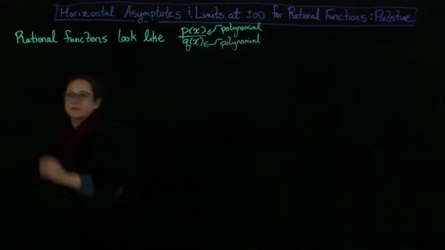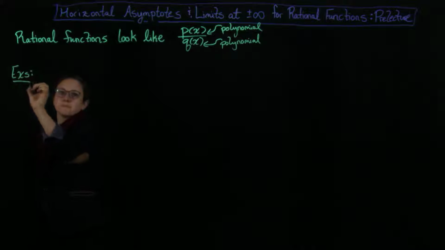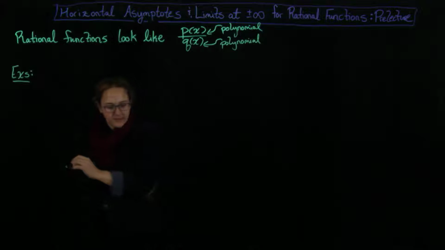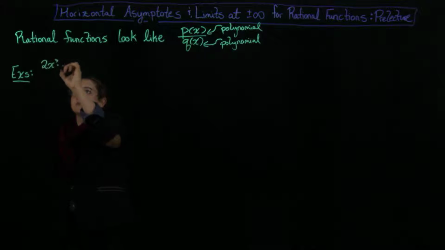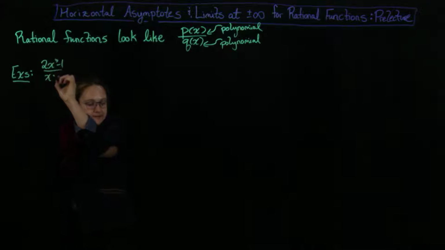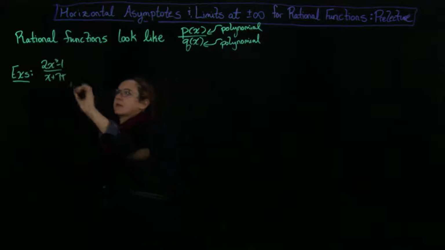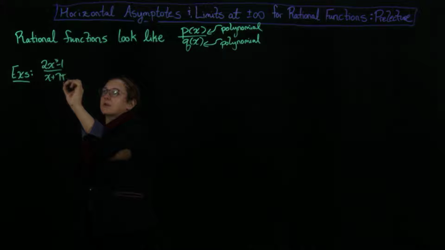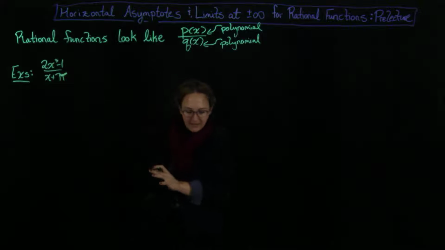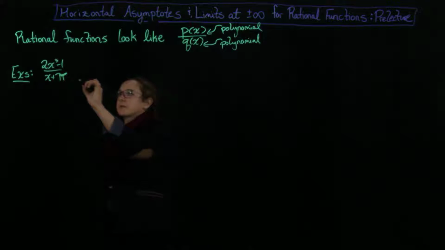So here are some examples. We can have 2x cubed minus 1 over x plus pi. That's totally okay. You've got a polynomial on top, a polynomial on bottom. It's okay for any of your coefficients to be irrational numbers. They don't have to be fractions or integers or anything.